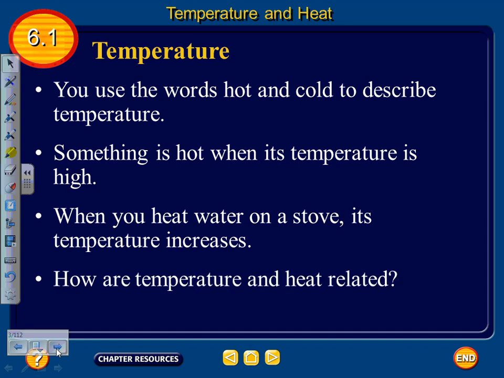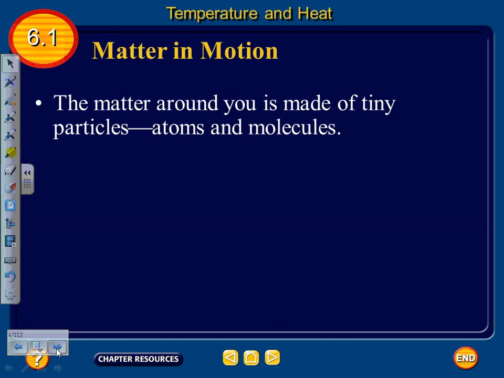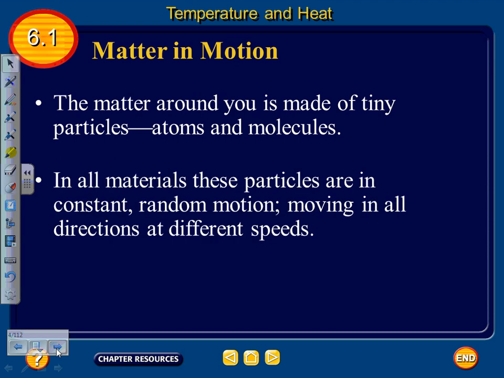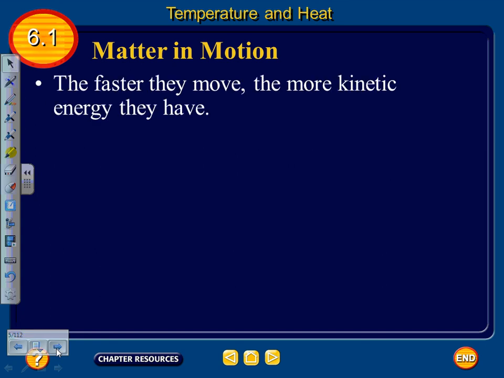How are temperature and heat related? Matter and motion. The matter around you is made of tiny particles, atoms, and molecules. In all materials, these particles are in constant, random motion, moving in all directions at different speeds. The faster they move, the more kinetic energy they have.